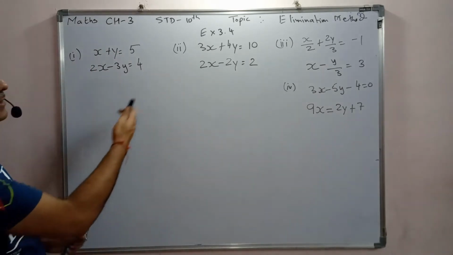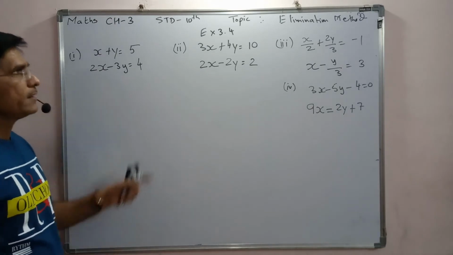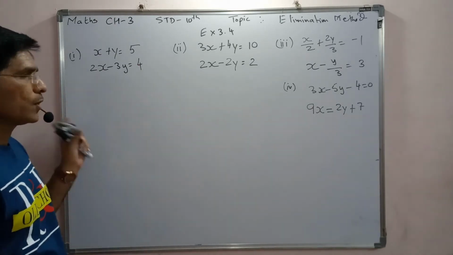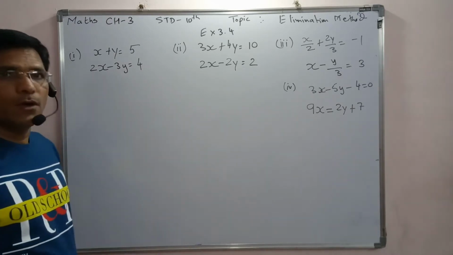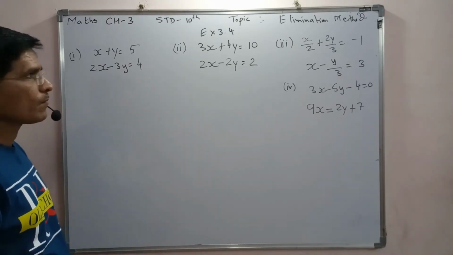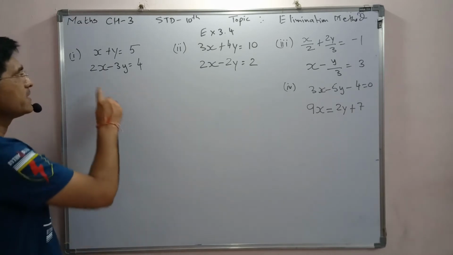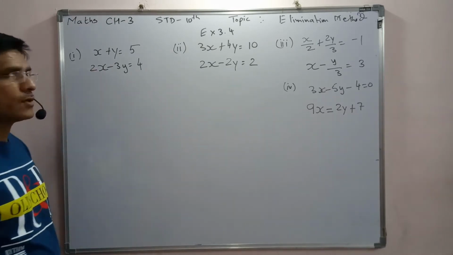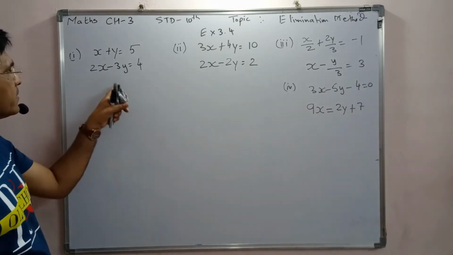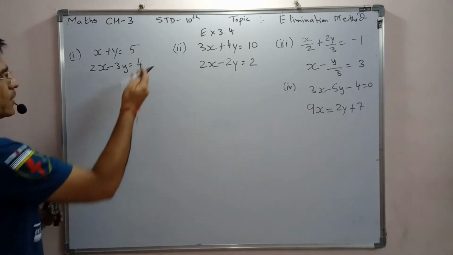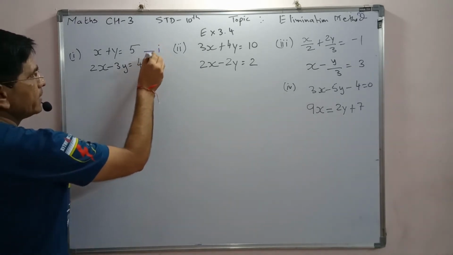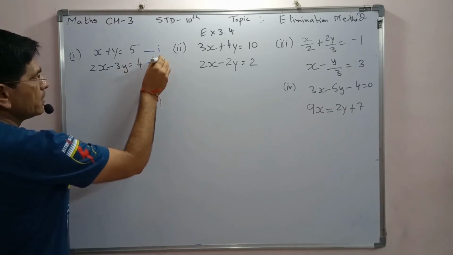I think I have written 4 questions here. That is exercise 3.4, question number 1. We started from the first and solved all the questions. So the first question: x plus y is equal to 5 and 2x minus 3y is equal to 4. We write it here as equation number 1 and here it is equation number 2.